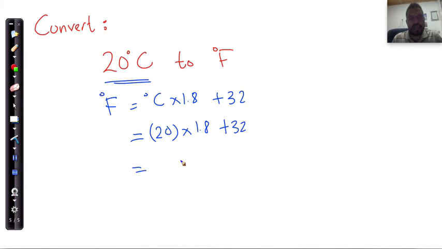Okay, and then when I get this, let's put that in a calculator. 20 times 1.8 gives me 36 plus 32. Okay, and that's going to give me 68, and that's my answer, 68 degrees Fahrenheit. Okay, so that's example 1.